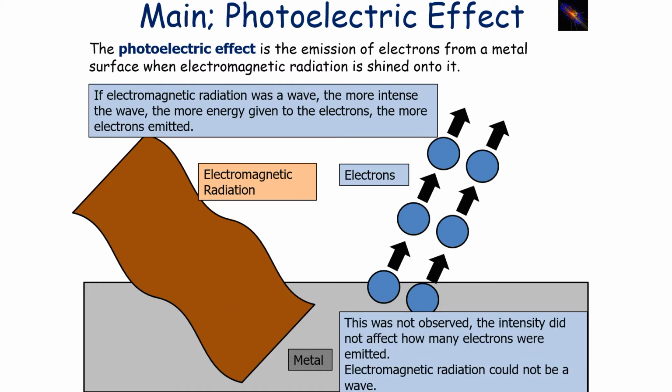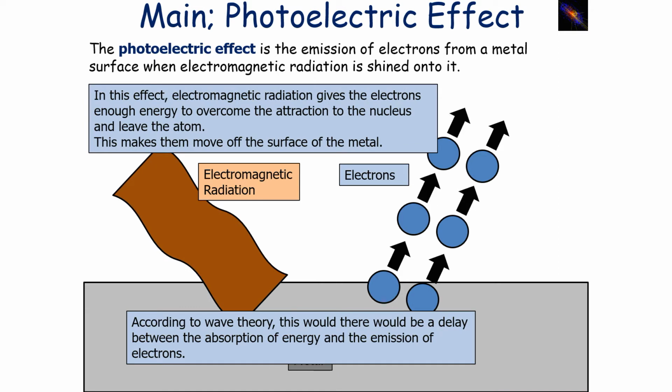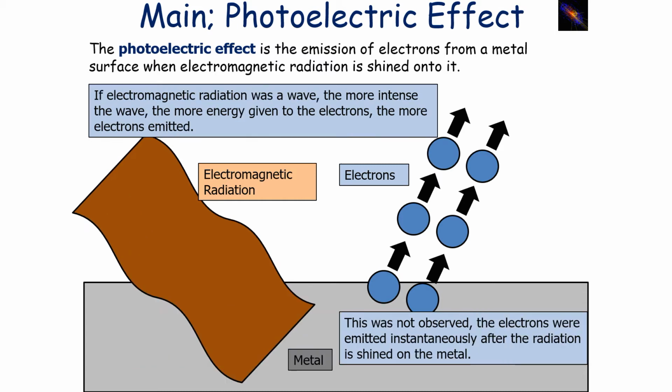However, this is not observed. The intensity of the radiation never affects how many electrons are emitted. So this allows us to conclude that in this instance electromagnetic radiation could not be a wave. Another thing is that according to wave theory there would be a delay between the absorption of the energy from a wave and the emission of the electron from the metal surface. This is not observed. Electrons are emitted instantaneously after the radiation is shined on the metal.